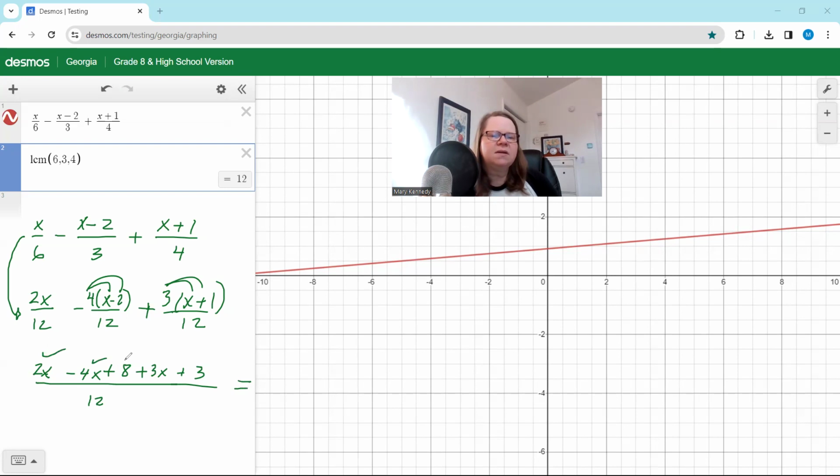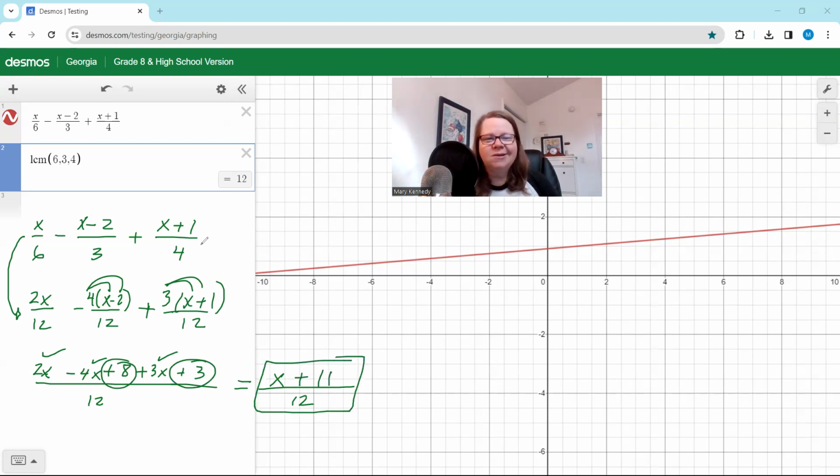We've got a 2x, a negative 4x, and a 3x. 2 minus 4 is negative 2 plus 3. Negative 2 plus 3, that's like 3 minus 2. So that's 1x. I know this is over 12. And then I've got an 8 and a 3. 8 plus 3 is 11. And so that is my simplified answer to this rational expression.